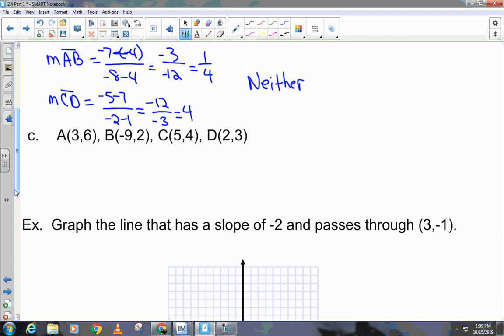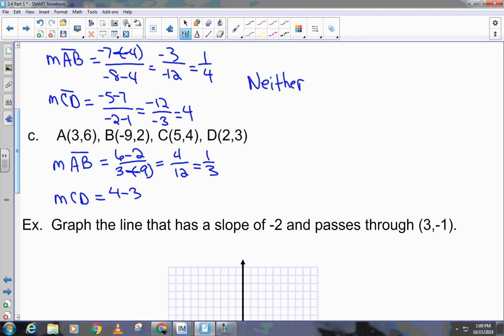Okay, what do you think this one's going to be? Probably. Slope of AB and the slope of CD. Again, we have 6 minus 2 on top and 3 minus a negative 9 on the bottom. 6 minus 2 is 4, and this is 12, so that reduces to what? 1/3. Okay, and so then for CD, we have 4 minus 3, and we have 5 minus 2, which, yes, they are the same. What does that tell me?